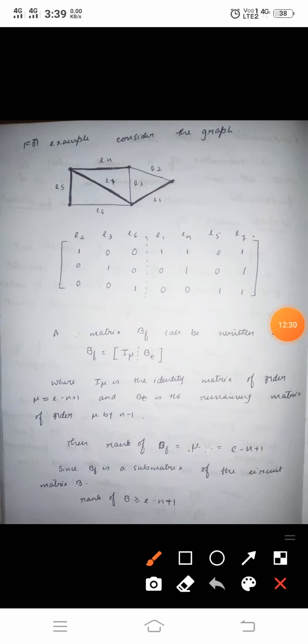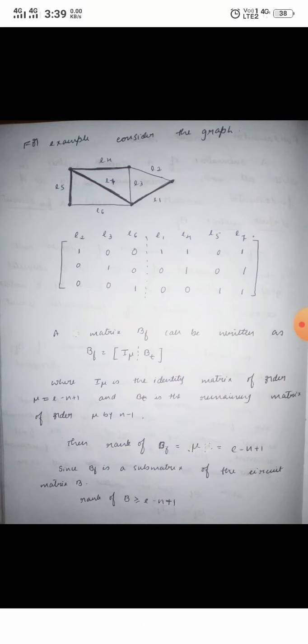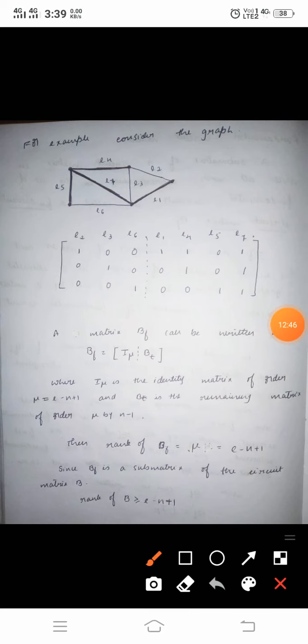What is the fundamental circuit formed by E3? The fundamental circuit formed by E3 is this one. The edges in it are E3, E4 and E7. The entries are 1, and all remaining entries are 0. So next one is the fundamental circuit made by E6.